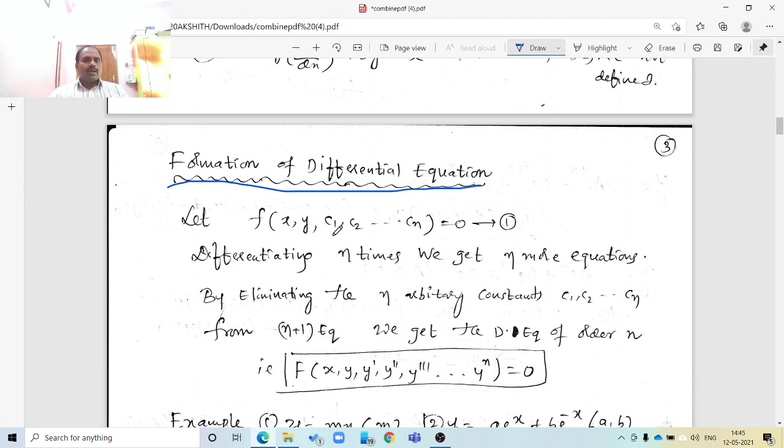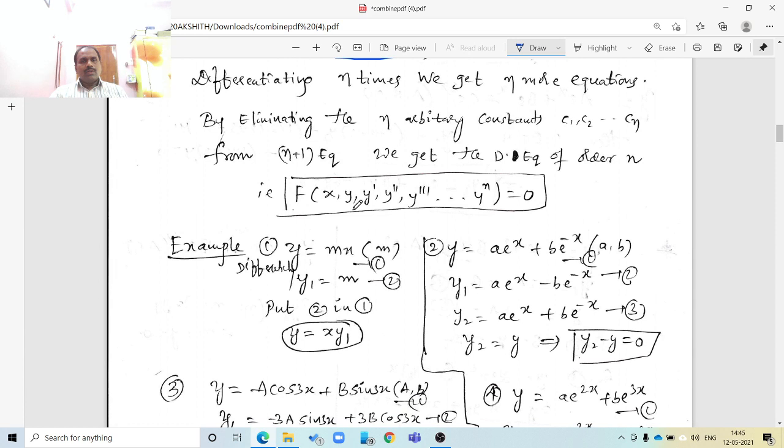You see, f of x comma y comma c1 c2 cn is equal to 0. This is a general equation. So in this equation we have n arbitrary constants, that is c1, c2, so on cn. Therefore we have to differentiate with respect to x n times, and finally we should eliminate all these arbitrary constants. By eliminating all these arbitrary constants from n plus 1 equations, this is the first equation. If you differentiate with respect to x n times, then we will get n more equations. Totally we will get n plus 1 equations. By using these n plus 1 equations, we have to eliminate c1, c2, so on cn, then you will form a differential equation. So this is the process to form a differential equation.